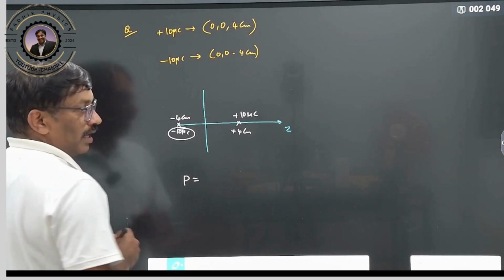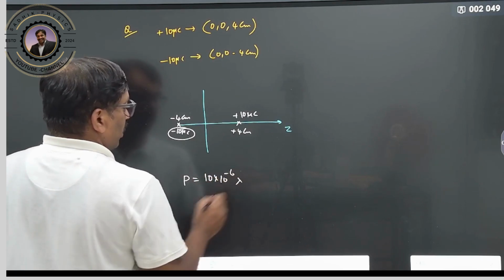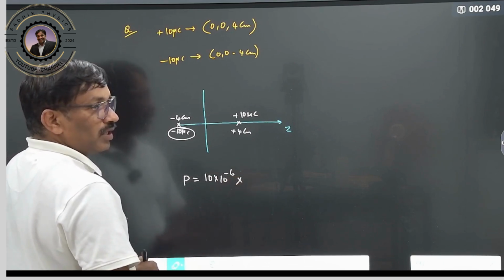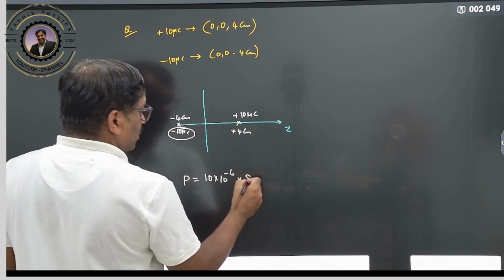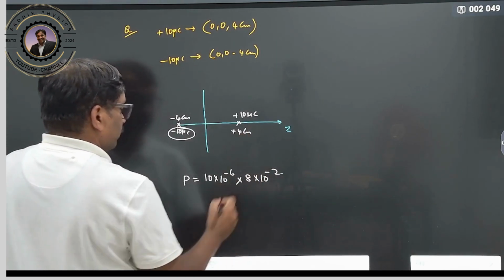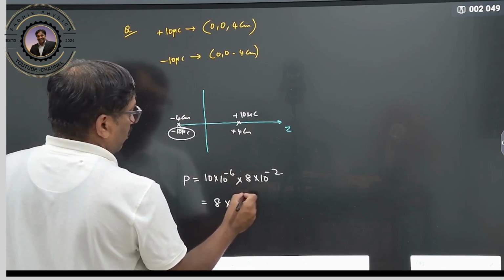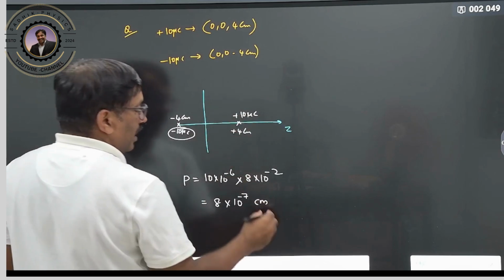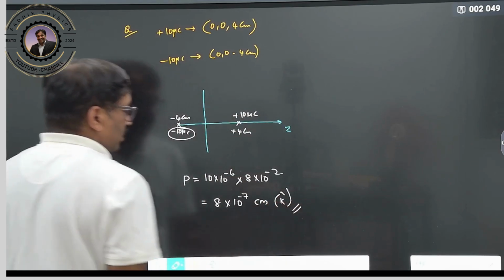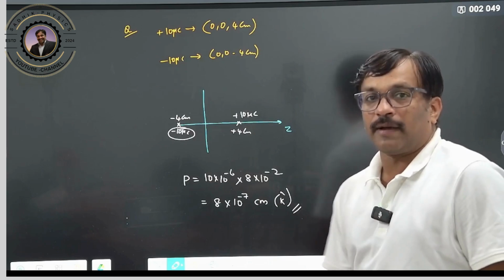The dipole moment is defined as the product of the charge and the distance. The charge is 10 into 10 to the power of minus 6, that is 10 microcoulomb. What is the distance between the two charges? From here to here is 4, and here to here is 4, so 4 plus 4, total 8, that is 8 into 10 to the power of minus 2. So the dipole moment is 8 into 10 to the power of minus 7 coulomb meter. The direction is negative to positive, along the z axis, so it is plus k. This is the dipole moment of this dipole. Clear?